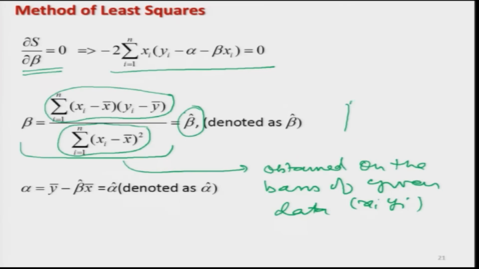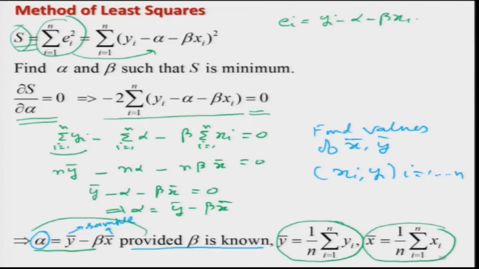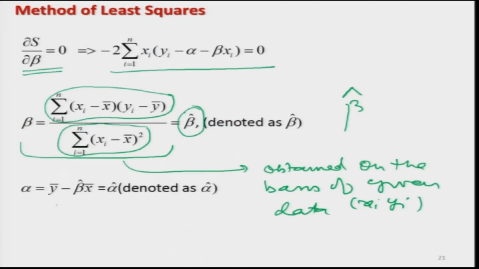Just write beta and put a cap hat on it. Now I can obtain the value of beta as beta hat from the given sample of data, and then I substitute beta equal to beta hat in this equation of alpha. Once I substitute it, I get the value of alpha, which I can now find on the basis of the given set of data. This is denoted as alpha hat.